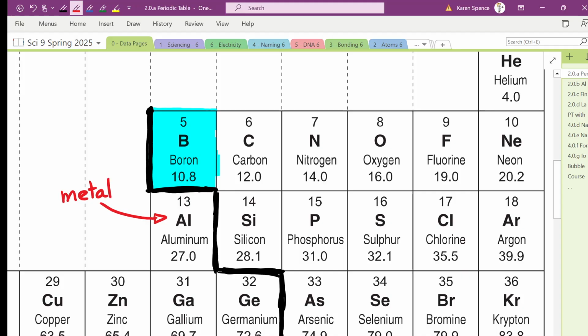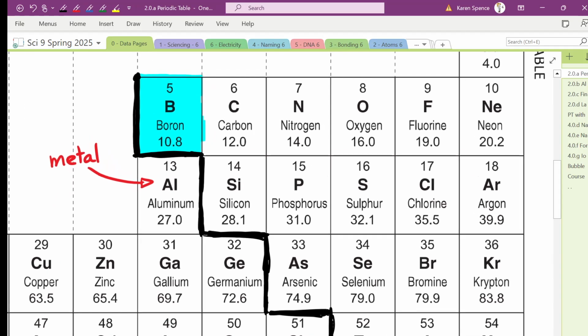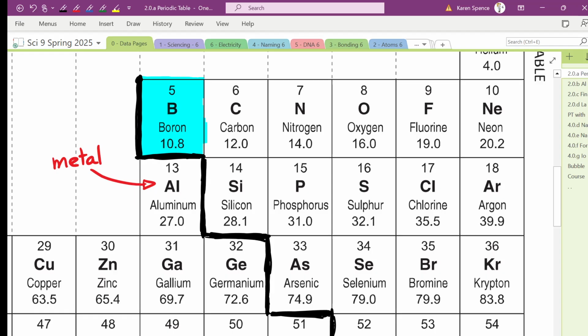If I said aluminum and asked, is it a metal, a nonmetal, or a metalloid, what would you automatically say? It's a metal, right? It looks like a metal. You're used to seeing it as a metal. But all the other ones that touch the line that have two sides, let's grab that pen again. So silicon is a metalloid.